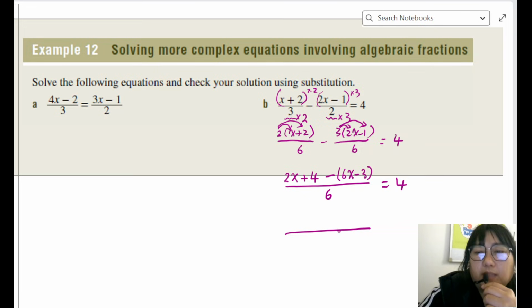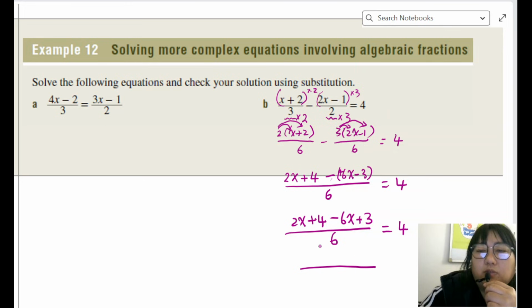I will do step by step, okay? So 2x plus 4, break the bracket, take 6x. Negative 6x is positive. So negative times positive means negative, that will still be negative. A negative meet negative, that will be plus, change to positive, and equal to 4. And then 2x take 6x, that is negative 4x, plus 7 over 6, and equal to 4.